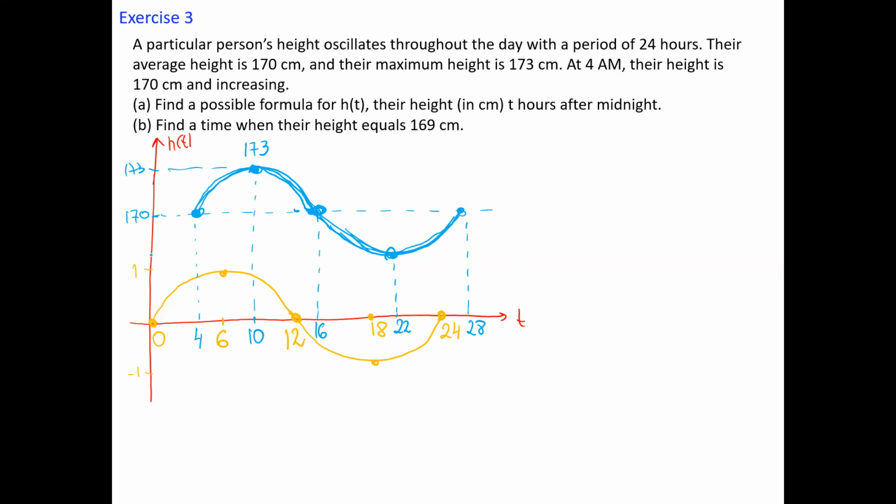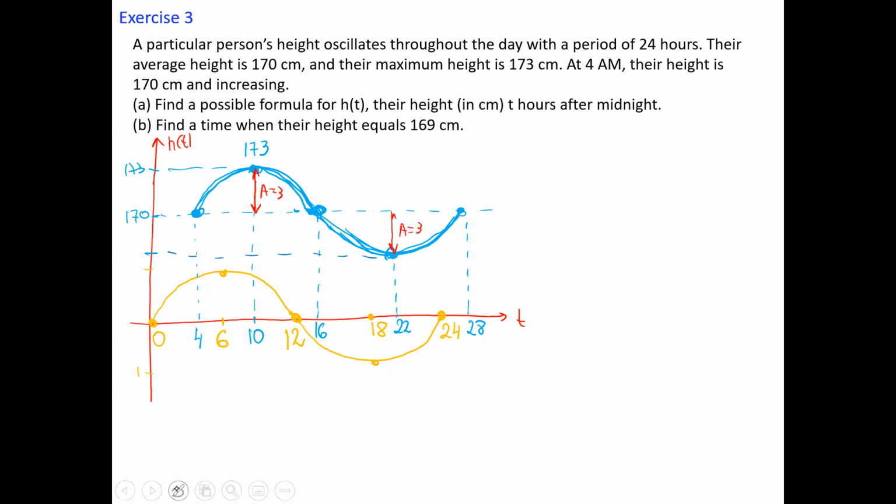Perfect. We may find a minimum. Of course, we will ignore this. So, nice graph. We will find a minimum, and you can probably tell me the minimum because it's the same distance from the midline as reaching the maximum. We may see the amplitude. The amplitude is 3 centimeters. A is 3.